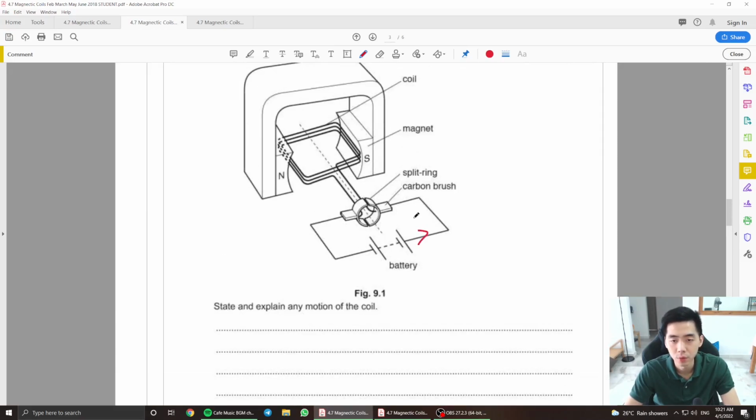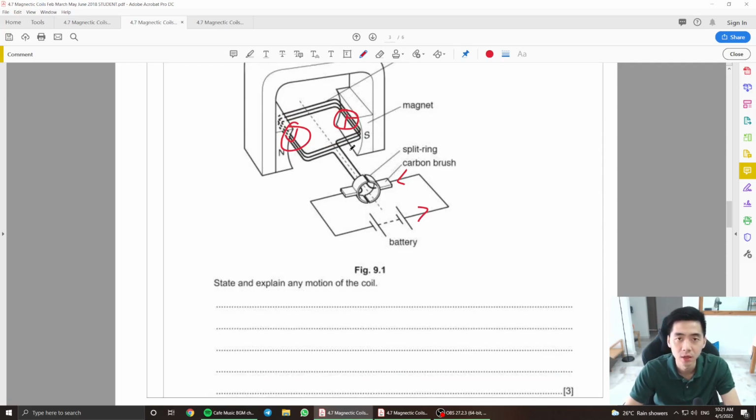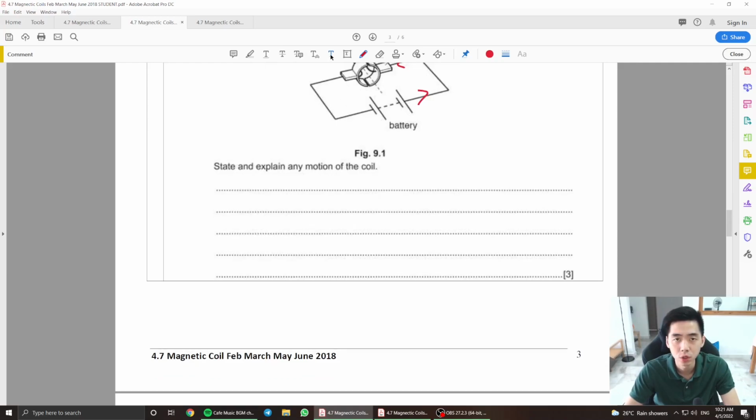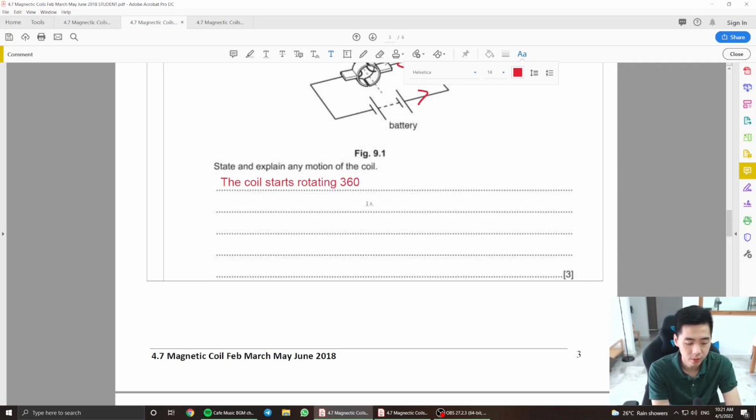Obviously, what's going to happen is when the current is flowing in here, the current inside here produces its own magnetic field, which will interact with the permanent magnetic field here, and thus produce a force on both sides. So if I'm supposed to structure this, I'll say something like the coil starts rotating 360 degrees.